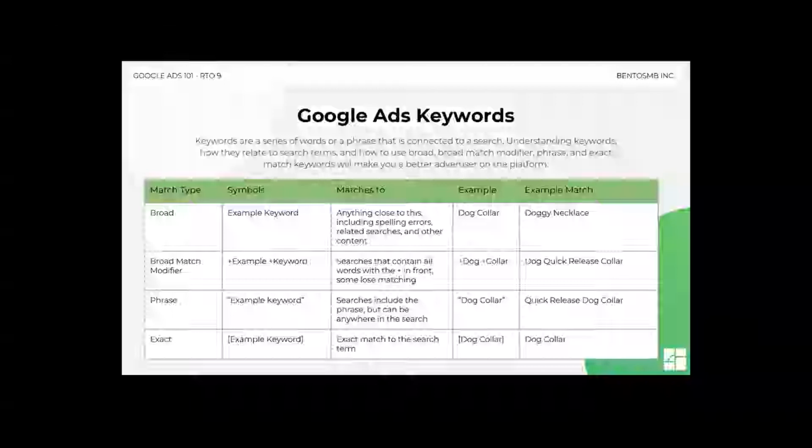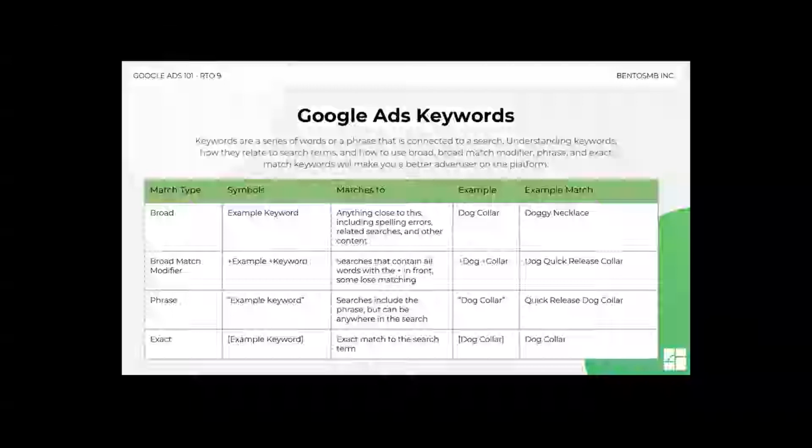The next one is broad match modifier. What we're doing is putting a plus symbol in front of each word in the keyword. What this does is it connects with searches that contain all of those words with the plus in front of them, plus a little bit of loose matching, like the doggy necklace example. So for example, plus dog plus collar would match something like dog quick release collar, because that search term has dog and it has collar in it. It doesn't need to be in the same order or right beside each other, but they're both in there, so it's going to connect.